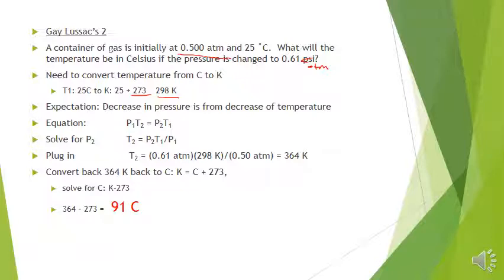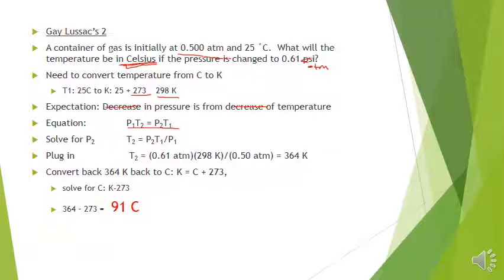The initial pressure is 0.5. We're increasing to 0.61, so there's an increase, and we expect to have an increase in temperature. I want to solve for T2. And then I want to have the answer in Celsius, not Kelvin. So first thing I do is find it in Kelvin, and then change it to Celsius.